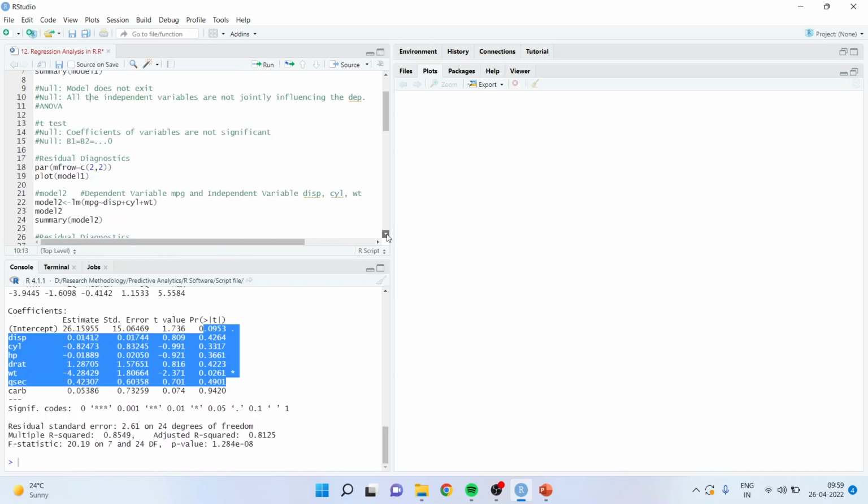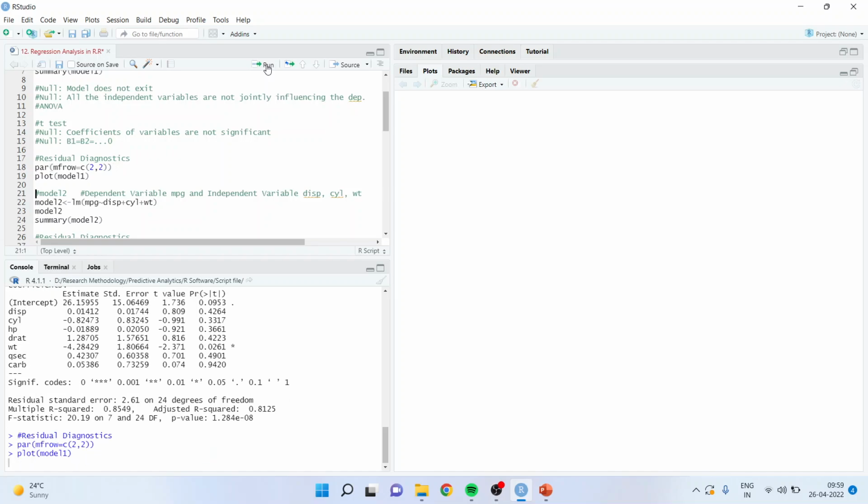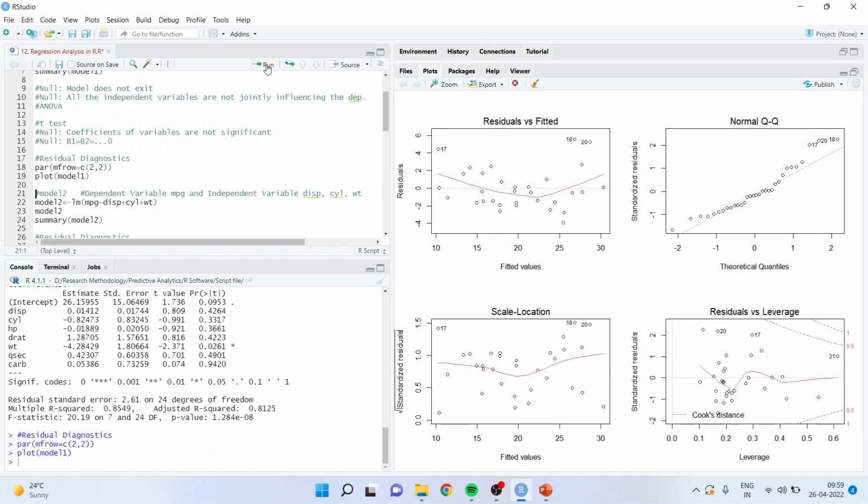After the model is constructed, we carry out the residual analysis. I am splitting my window into 2 by 2. I'll run it. And on the right-hand side, you can see some graphs which have been generated. Now these graphs are residuals versus fitted, normal QQ plot, scale-location, and residuals versus leverage.